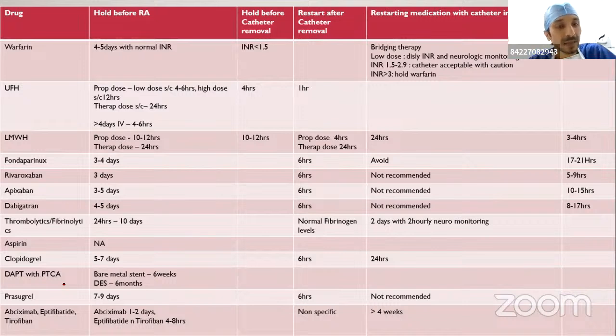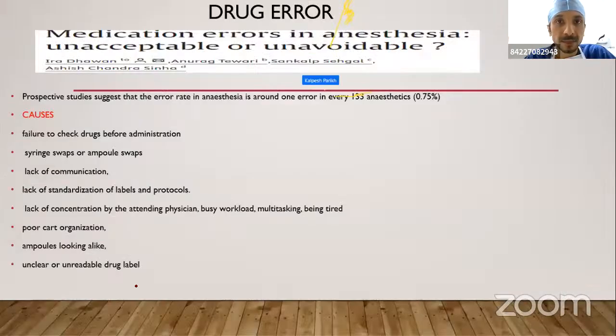Then, as Harshal sir mentioned, in the case of an epidural patient who went into MI and had to undergo a PTCA, we need to wait at least 6 weeks if a bare metal stent is placed in situ, or at least 6 months if there is a drug-eluting stent. The next topic is drug error, which we commonly encounter in regional anesthesia.